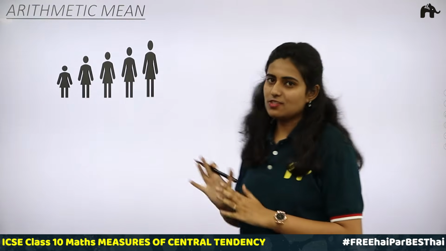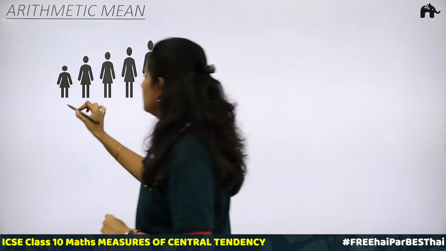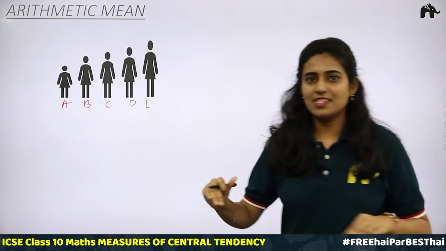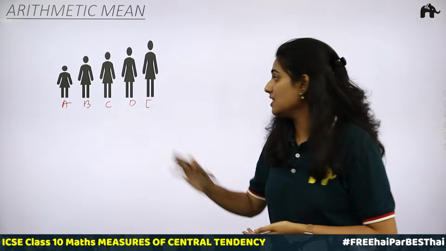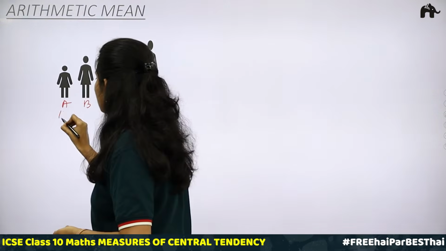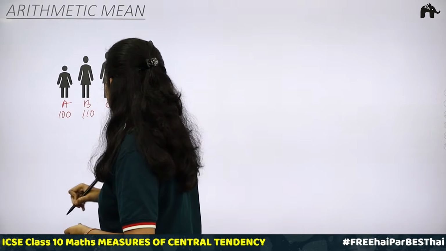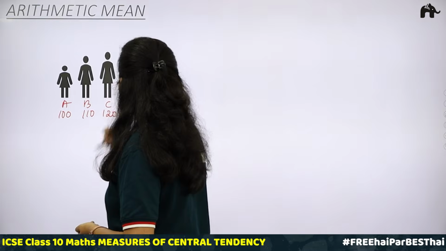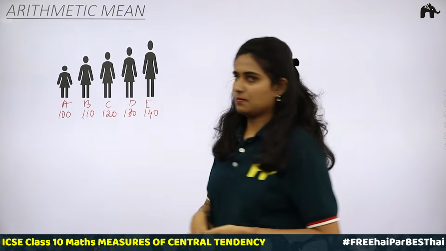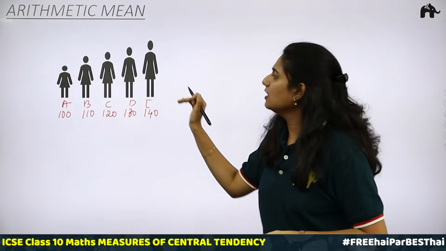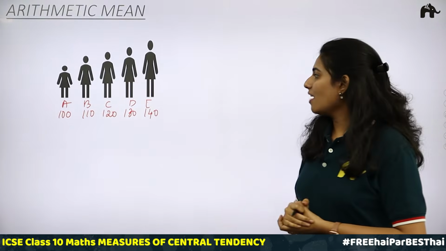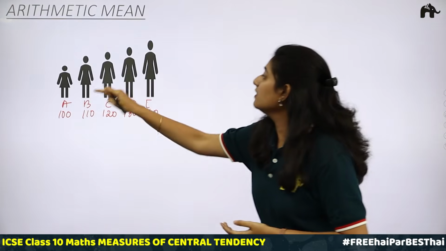Here I have taken 5 students. Now let us say the height of the 5 students. We have A, B, C, D, E standing in a row. We need to find the average height. These 5 students are of different heights. Let us say the height of A is 100 centimeters, B is 110 centimeters, C is 120 centimeters, D is 130 centimeters and E is 140 centimeters. What is the average? Can you say all these students are short? Can you say all the students are tall? No, right? We have to find an average, because all of them are of different heights.